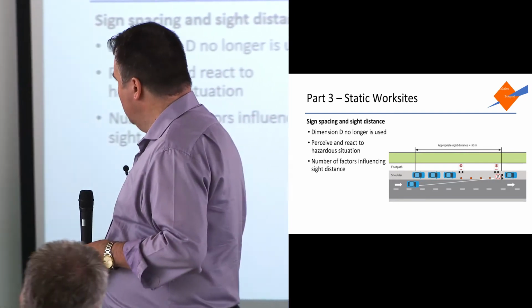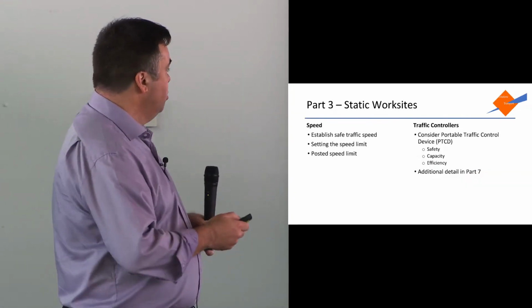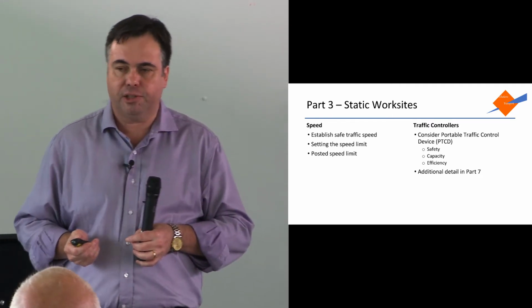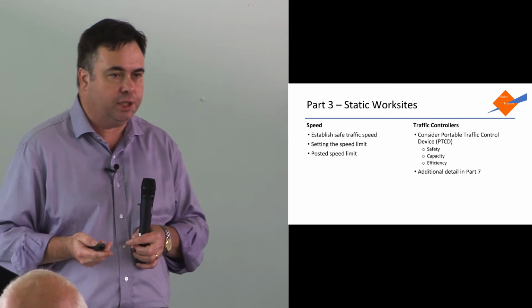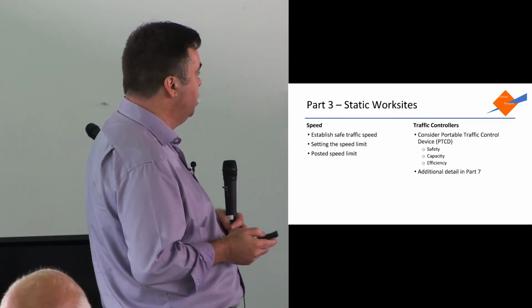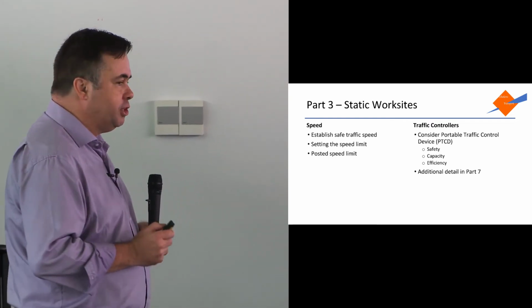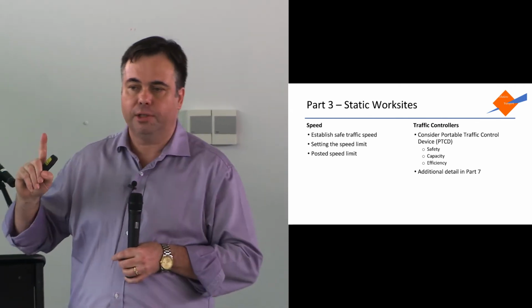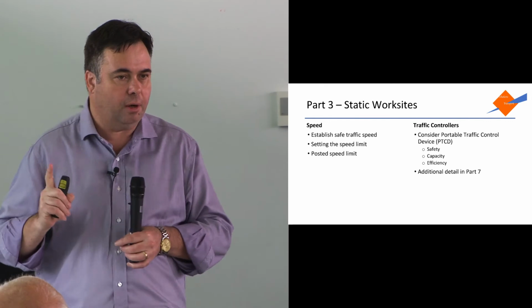Okay, so moving on. Part 3 also has a lot of information about safe speeds. That has not substantially changed from the previous Australian standard. Traffic control devices. Portable traffic control devices should be the number one consideration, not a manual traffic controller.